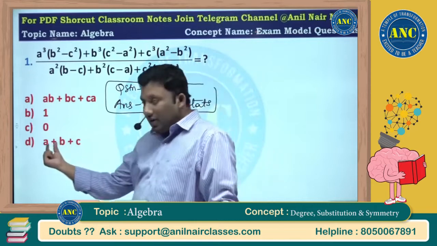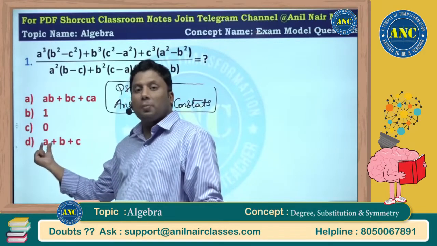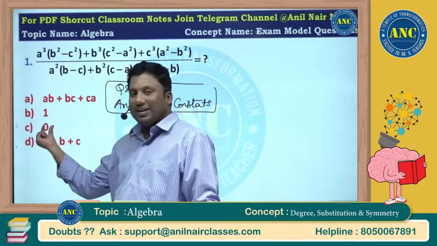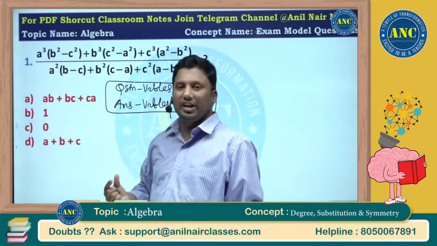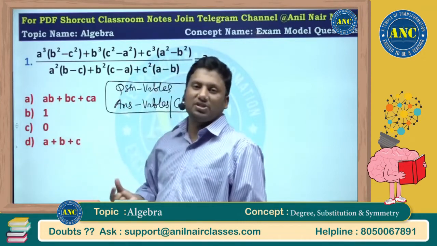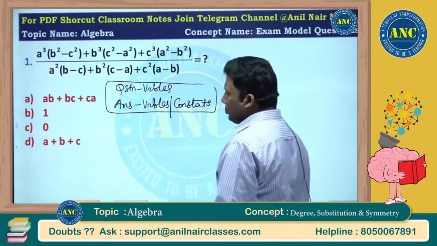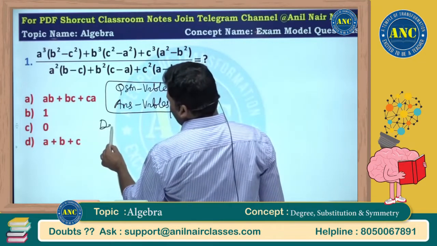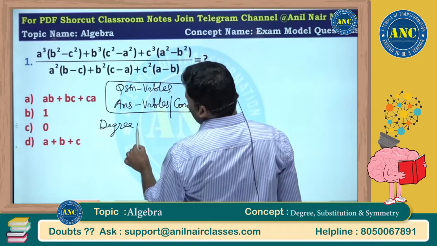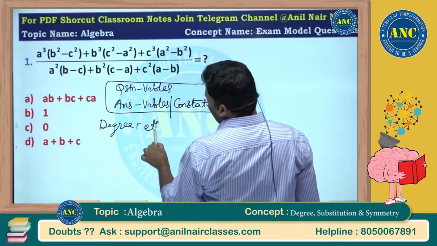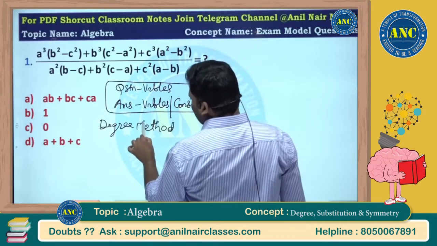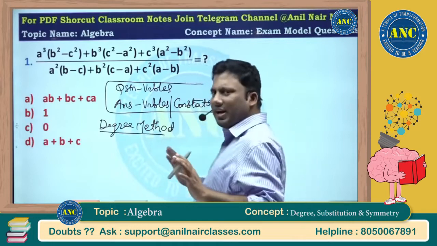If you see, the degree for this answer option is 1. Here it is degree 0. Here it is degree 2. There are 4 answer options where the degree is changing. So let us apply the degree method. If the answer option degrees are different, I repeat, if the answer option degrees are different, it is the same as the number system.